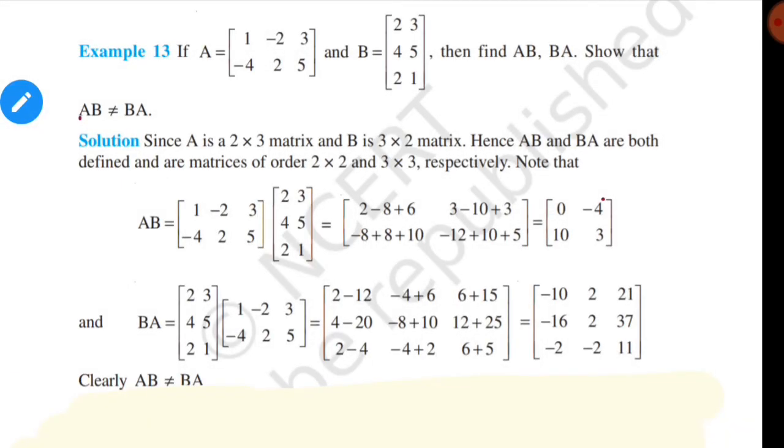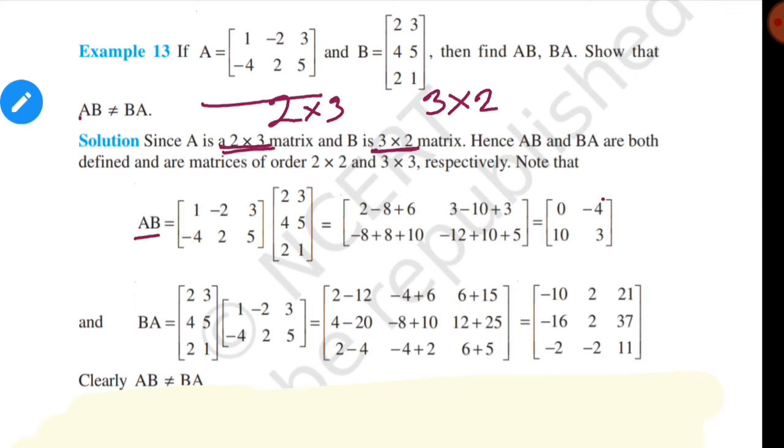For example, consider these two matrices. A equal to matrix 1 minus 2 3, minus 4 2 5. So the order is 2 by 3, that is 2 rows and 3 columns. And another matrix B equal to 2 3, 4 5, 2 1. It is a 3 by 2 matrix. The order of A is 2 by 3 and the order of B is 3 by 2, then clearly AB and BA are defined.